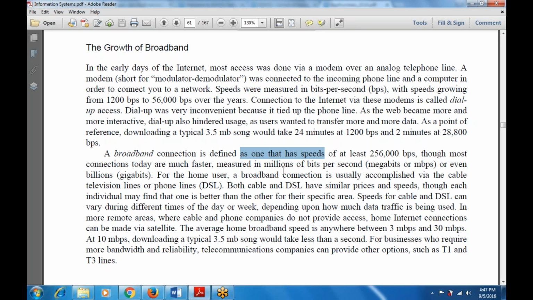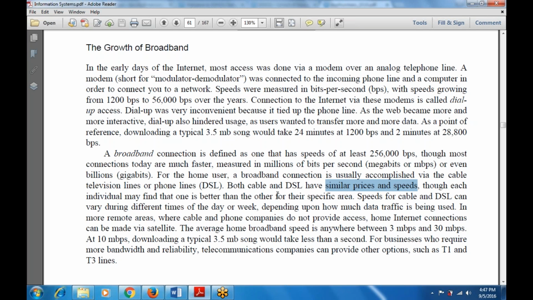Dial-up connections, or we can say the dial-up methods, is one of the previous or old methods that we have used. For most home users, a broadband connection is usually accomplished via the cable or the phone lines, that is known as DSL. So one is dial-up. The next category is DSL, a digital subscriber line, that has similar prices and speed to those used by individuals. One is better than the other for a specific area.